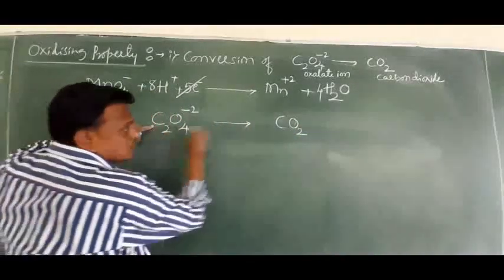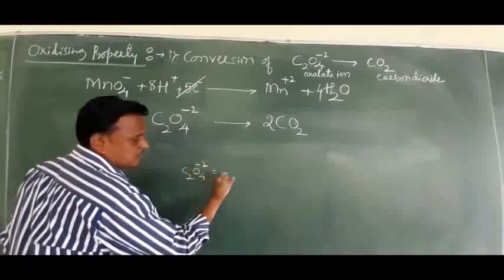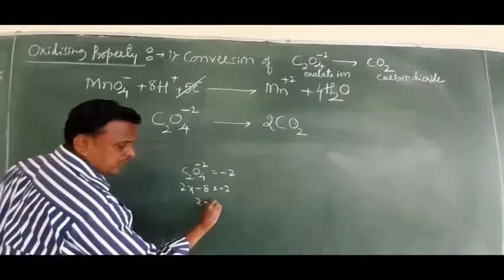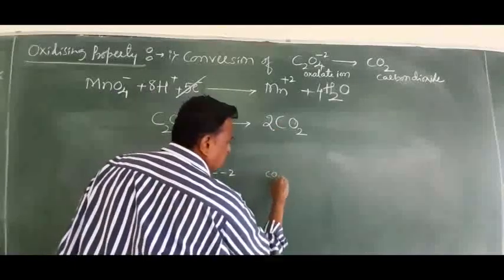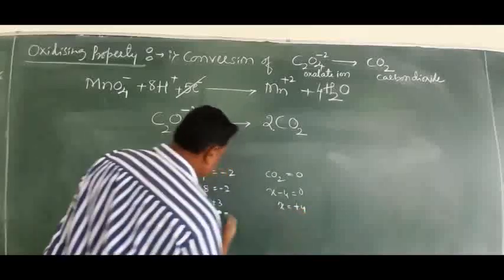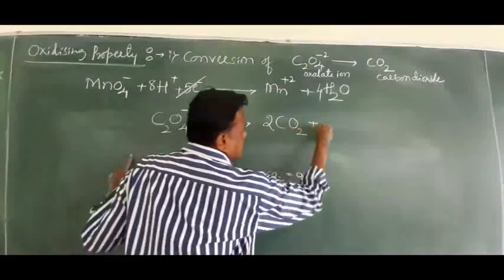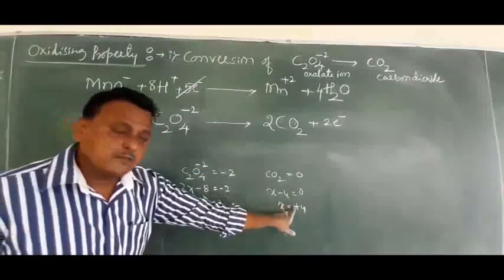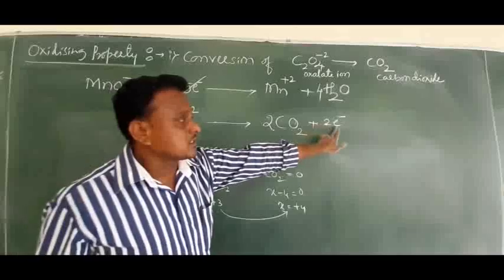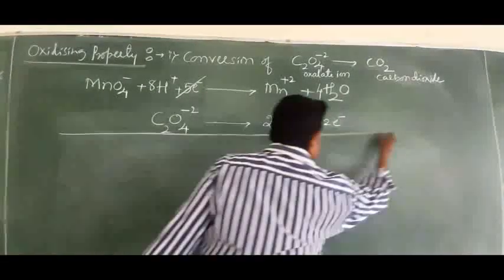Now oxalate C2O4 minus 2 is converted into carbon dioxide. First you have to balance the 2 carbons. What about the change here? You can find out the oxidation state. C2O4 minus 2 is equal to minus 2: 2 carbon, 2x, oxygen is minus 8, equal to minus 2, so x becomes plus 3. Now carbon dioxide, CO2 is equal to 0: carbon is x, oxygen is minus 4, so x is equal to plus 4. The change is one unit for one carbon, and with two carbons you have a two unit change, so 2 electrons.